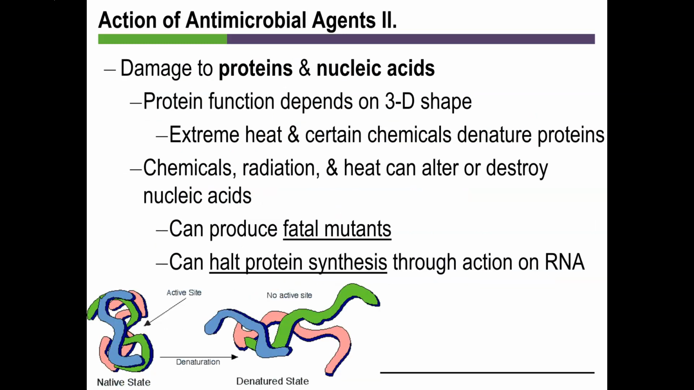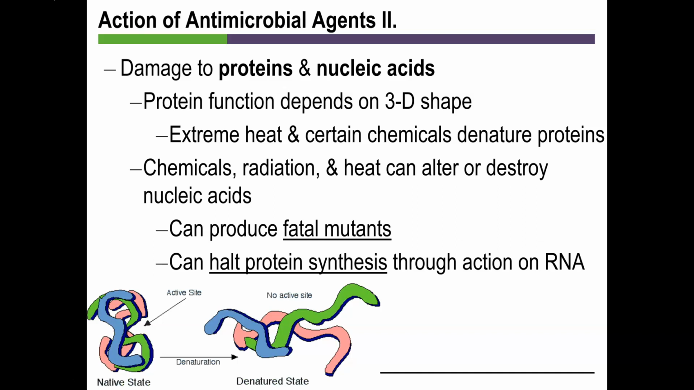If you alter the DNA, that can actually induce fatal mutations that kill the cell. You can also halt protein synthesis by damaging DNA. You can damage proteins themselves or the component of ribosomes. Ribosomes are composed of both protein and RNA. Different antimicrobial agents target large cellular structures and biomolecules. These are general cellular targets that cause very wide-ranging lethal problems for the cell when they're disrupted.